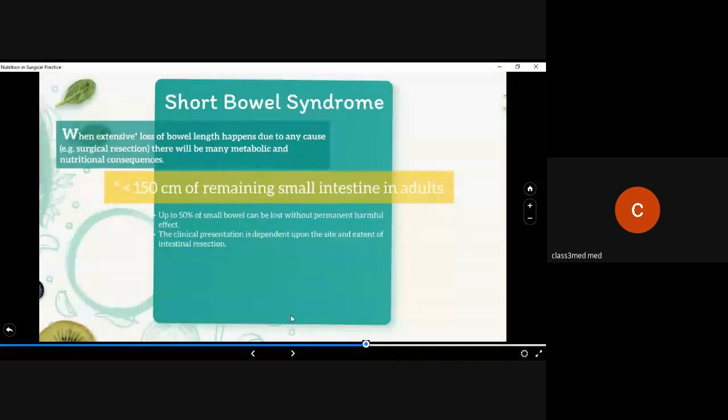In this condition, the patient depends on which part of the intestine is going to be resected or going to be lost. So what is extensive? The remaining small intestine in adult less than 1.5 meter, 150 centimeter. This is called extensive loss. Now, up to 50% of a small bowel can be lost without permanent harmful effect. The clinical presentation depends upon the site and the extent of intestinal resection.